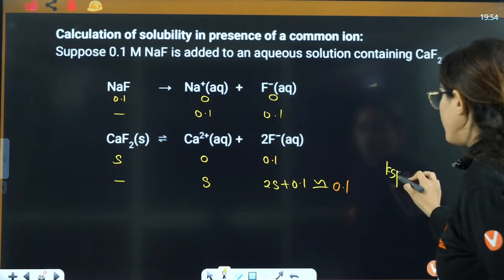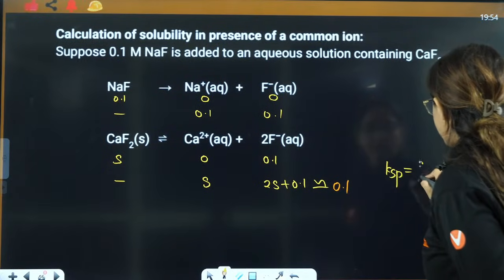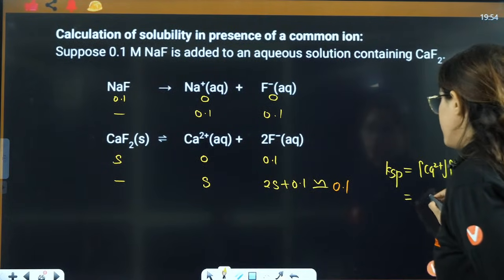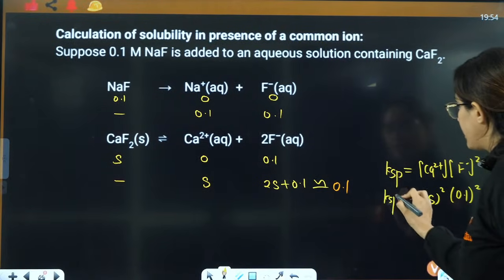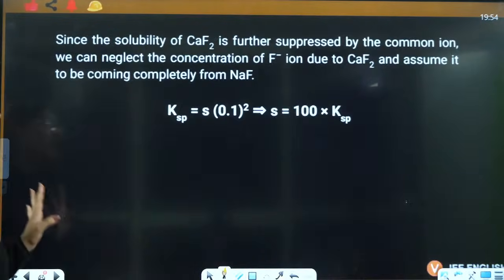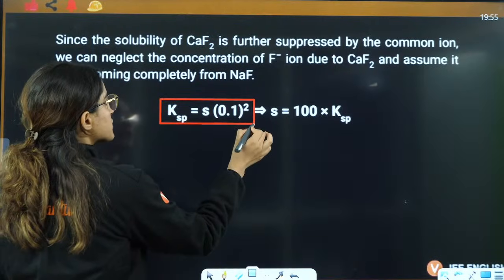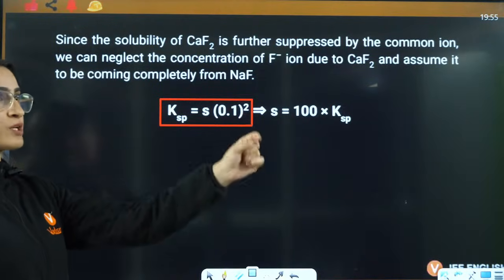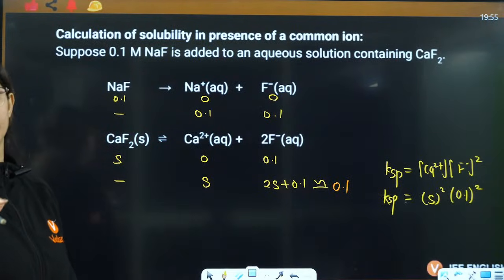Here the Ksp value will be equal to [Ca2+] raised to power 1 and [F-] raised to power 2. So it will become, this is solubility, this is 0.1 squared. This is the value of Ksp that you will have. This is all because of the common ion. So all because of the common ion, the answer of Ksp is going to differ. So in common ion, you can't apply that trick of raising to the power of stoichiometry. In case of common ion, you have to solve it like this, right?